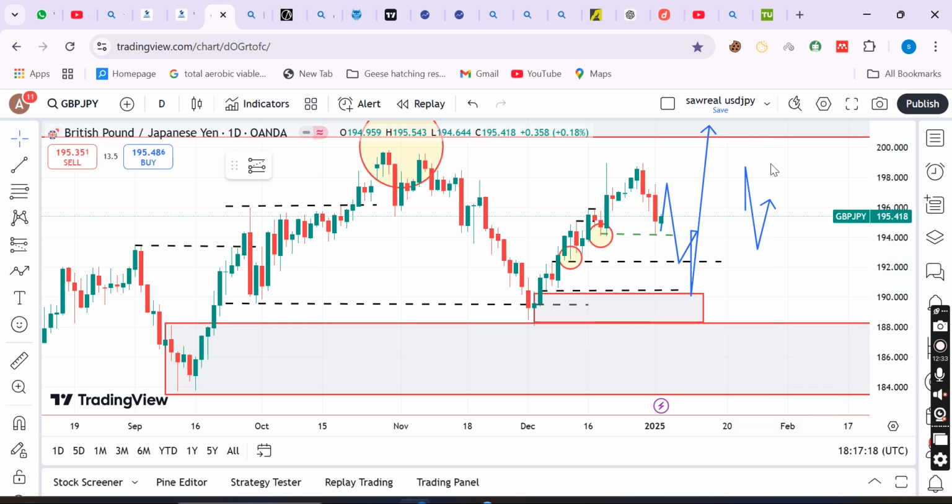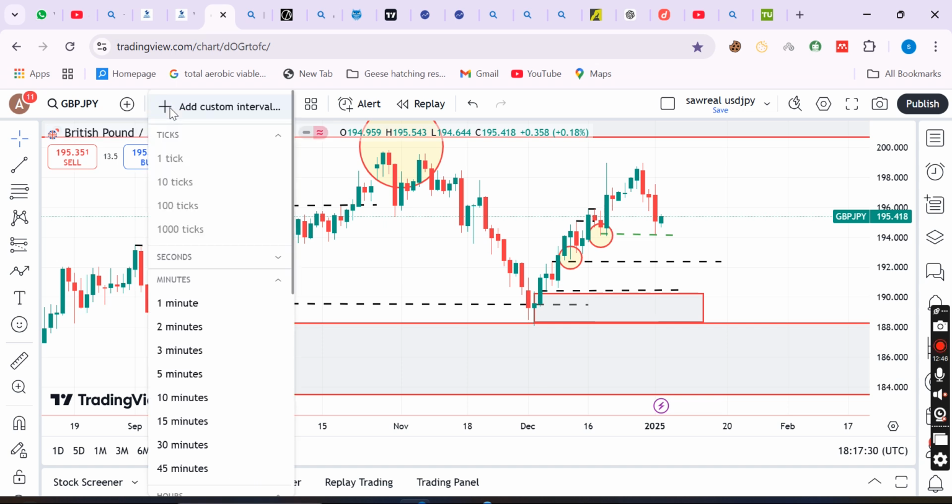So basically, that is it on GBPJPY, and why I'm still looking for sell opportunities. Long term, the trend is bullish, but immediate short term, you want to look for some sell opportunities because price is struggling in this area.